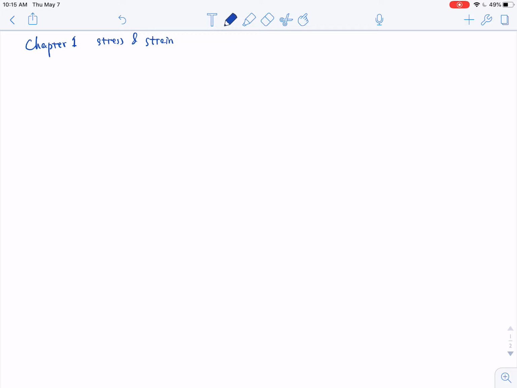And we introduced 3 types of stresses and 2 types of strains. Right? So for stress, we had 3 types of stresses. The first one is called normal stress. How to calculate normal stress? Just sigma equals F over A, right? The axial loading over the cross-section area.